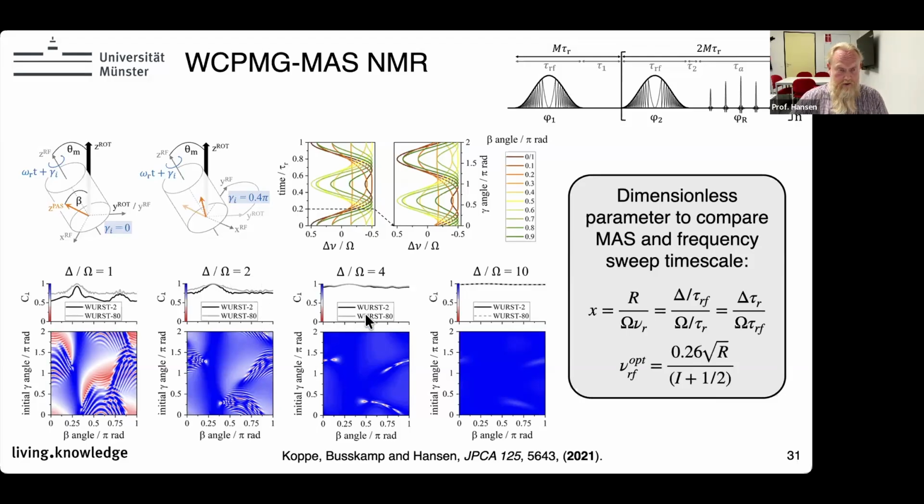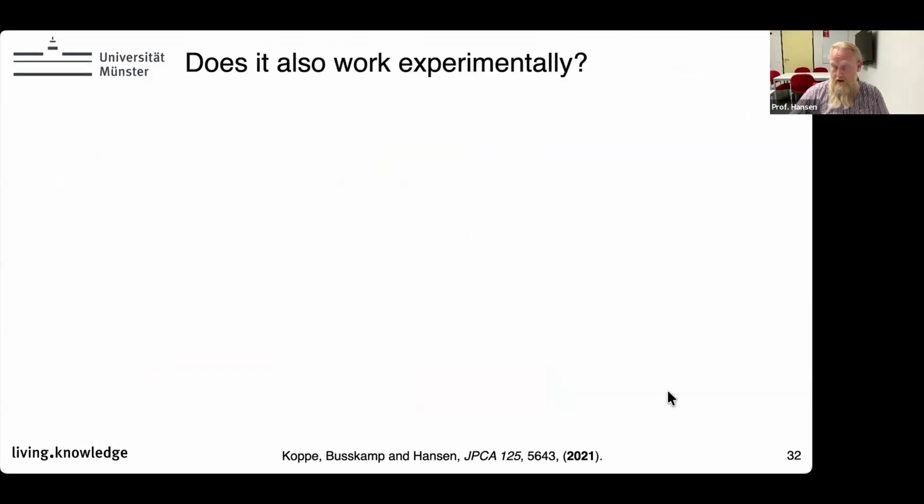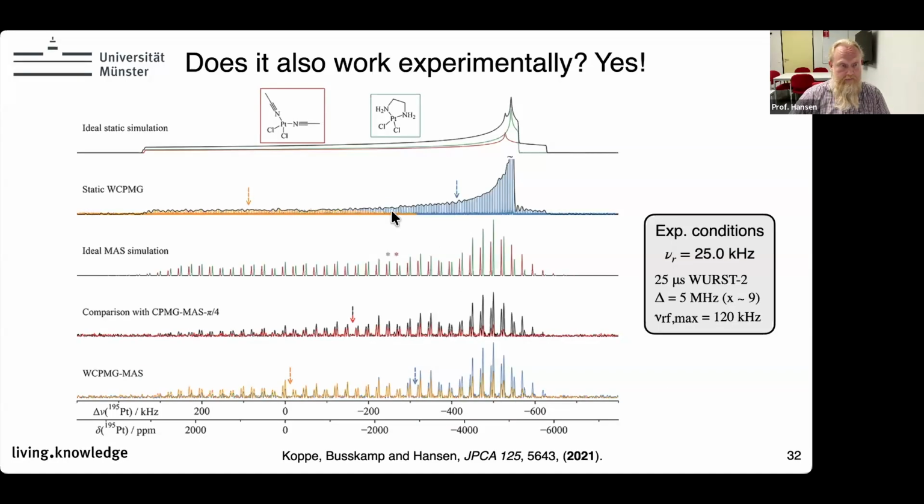What this also shows is that the shape parameter n, for these very short pulses, doesn't really matter anymore, because you're sweeping so fast through your resonance condition that you have a quasi-static powder during excitation. And this is what this reflects: with very fast, very high rates, you get almost uniform excitation. And does it work? Yes, it does.